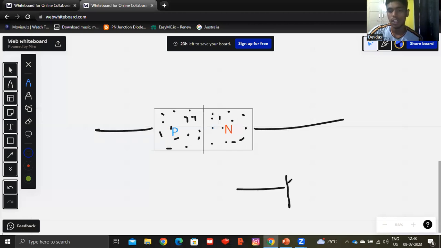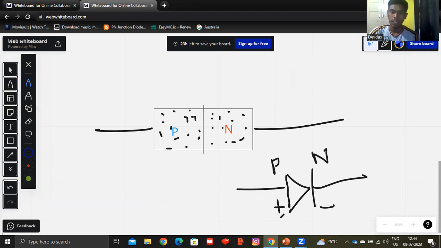So this is how a diode is represented. This is the P type, or this is the anode, and this is the N type, the cathode. I mean, this is the anode and this is the cathode of a semiconductor diode. And we'll further see how a diode works.